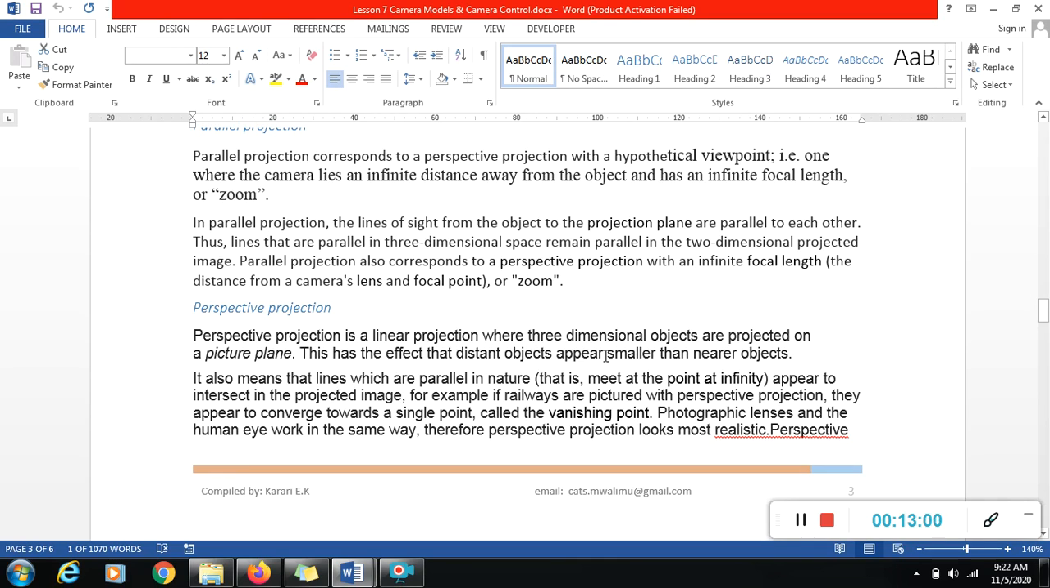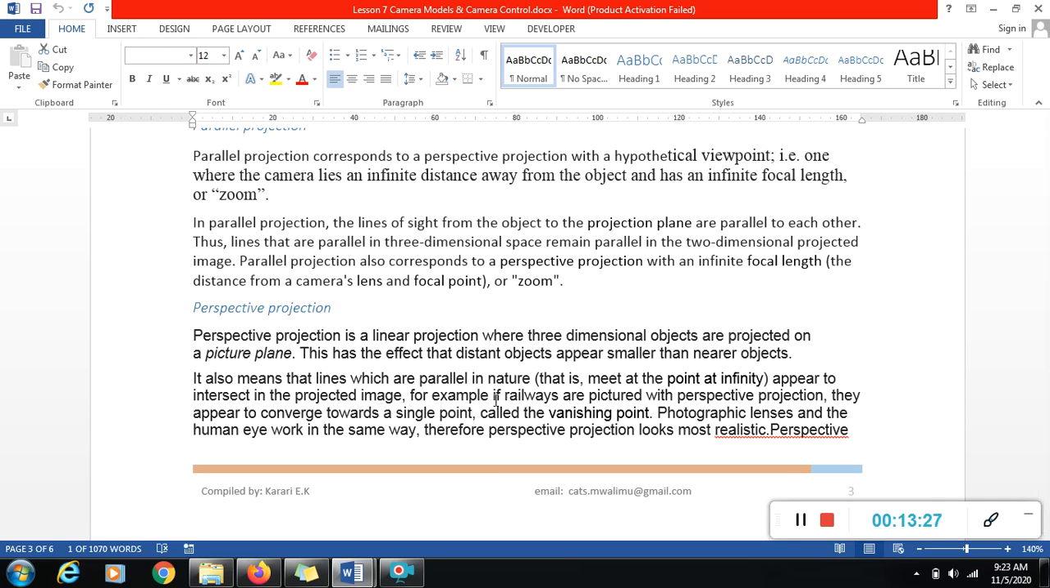It is obvious, that's how we produce 3D actually. The distant objects appear smaller than nearer objects. It also means that lines which are parallel in nature, that is, meet at the point at infinity, appear to intersect in the projected image. And we call it the perspective projection. We call it the vanishing point.